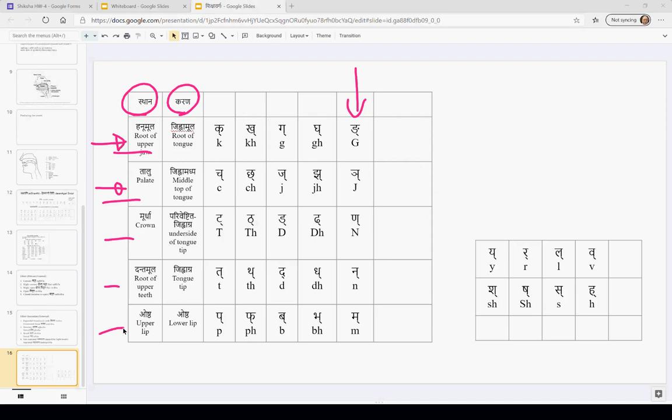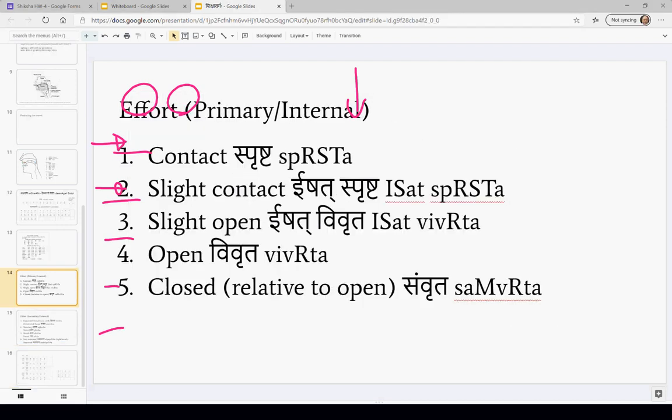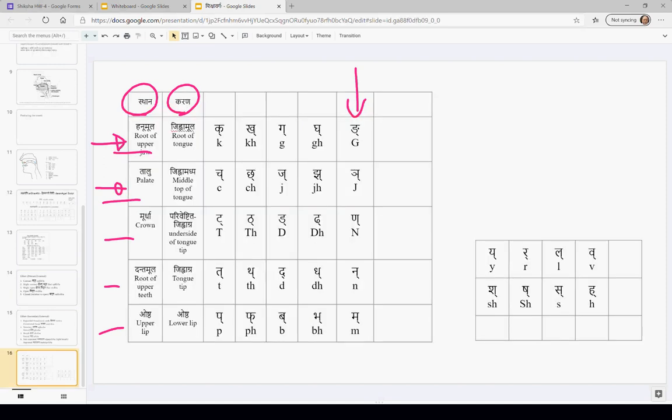That's why the internal effort for these is sprishta, the contact or the stop. And the actuator for each line is different. Jihva mola, root of tongue. Jihva madhya, pariveshtati, jihvagra, etc. Jihvagra, and the last one is the oshtha, the lip. And the columns are distinguished, each column based on the external effort.